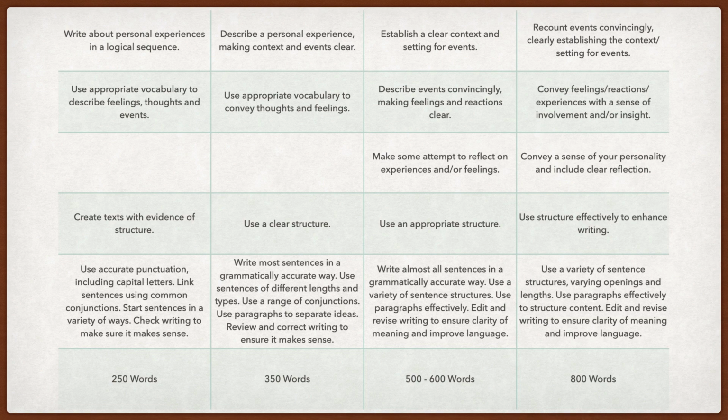This is for level 4. Recount events convincingly, clearly establishing context and setting for events. Convey feelings, reactions, experiences with a sense of involvement and or insight. Convey a sense of your personality and include clear reflection. Use structure effectively to enhance writing. Use a variety of sentence structures, varying openings and lengths. Use paragraphs effectively to structure content. Edit and revise to ensure clarity of meaning and improve language, and you're aiming for 800 words.